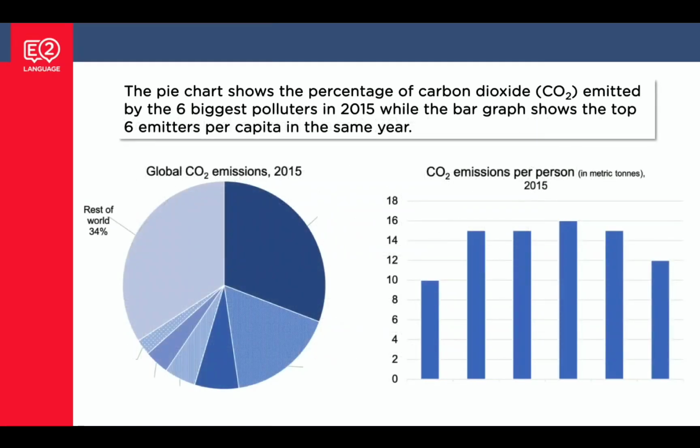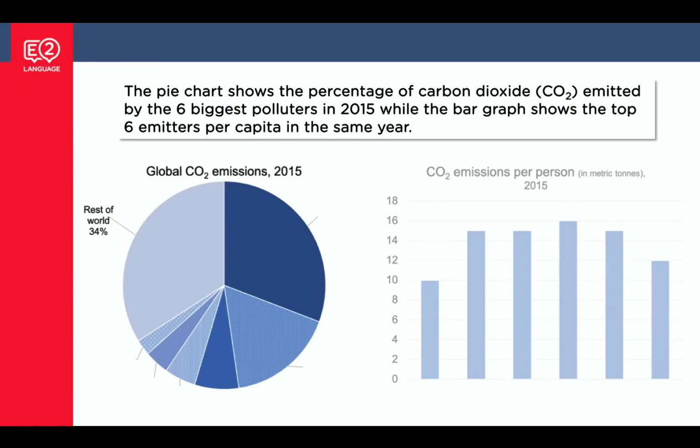So let's have a look at the graphs, and I've removed the country names here so that we can really focus on the important features. Let's start with the pie chart on the left. This is showing us the global carbon dioxide emissions in 2015, and it's in percentage. We can see the rest of the world produced 34% of the global amount. Here, this is one country, and it produced almost the same amount as this, probably dozens and dozens of countries. Which country do you think it was? Could it be Australia or could it be your country? Another country down here also produced a very large proportion.